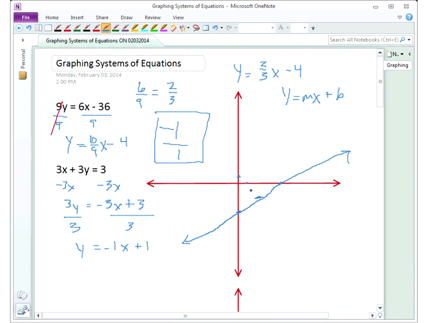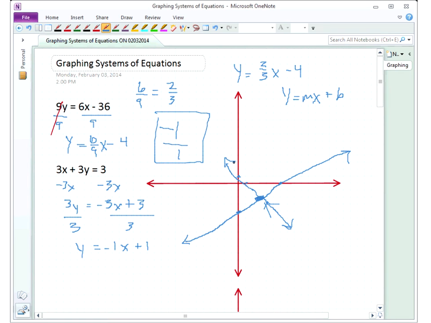So I'm going to rise -1, run 1, rise -1, run 1. Normally I would just make 3 points here, but it looks like if I do one more rise -1 and run 1, I'll actually end up on that point right there, which will be my solution.